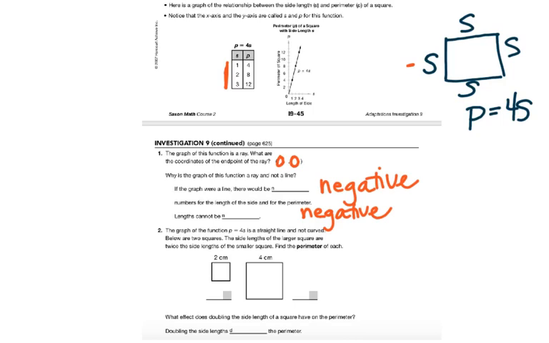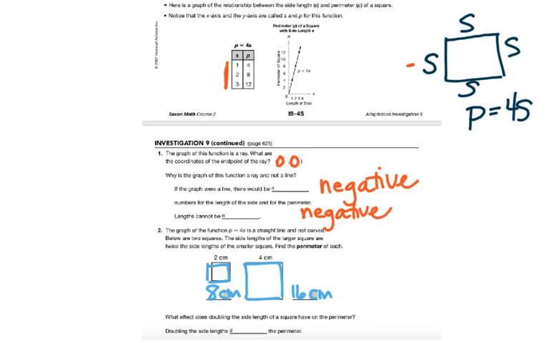Okay, so the perimeter of our 2 centimeter square, well, 2 times 4, or 2 plus 2 plus 2 plus 2, that gives us 8 centimeters. And then 4 plus 4 plus 4 plus 4, or 4 times 4, gives us 16 centimeters.